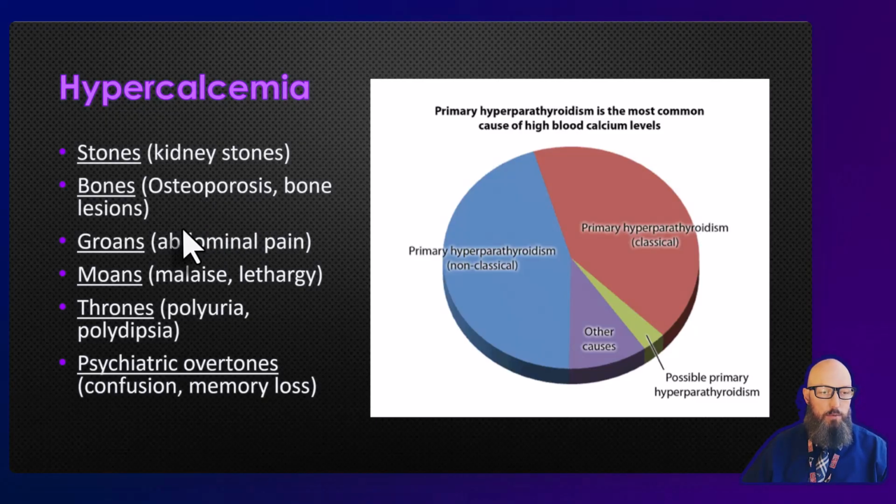Groans: remember, calcium affects all of the tissues, musculature, and nerves, and that leads to gastrointestinal symptoms of constipation, indigestion, nausea, and vomiting. It can also lead to peptic ulcers. Moans has to do with malaise, fatigue, and lethargy. Thrones refers to polyuria, polydipsia, and constipation. And then psychiatric overtones: it affects the central nervous system, which can lead to confusion, lethargy, fatigue, depression, and memory loss. So a lot of different symptoms are associated with hypercalcemia.